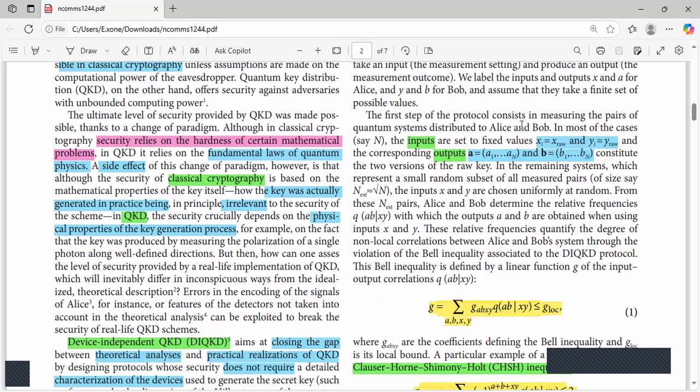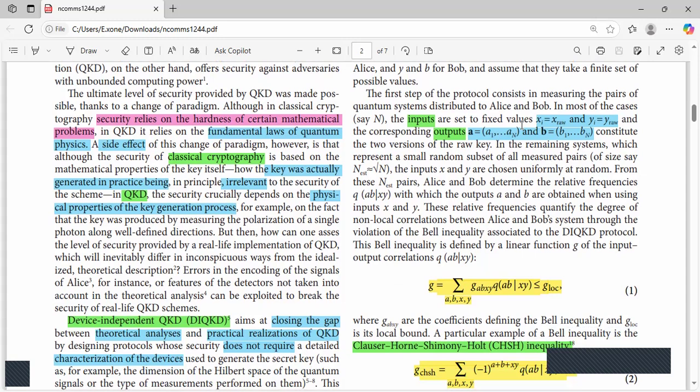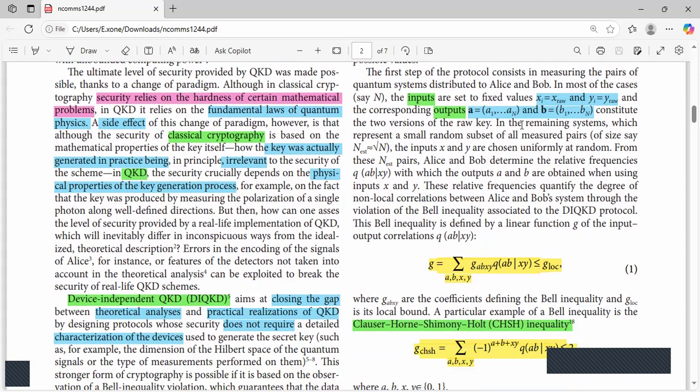So classical cryptography says that the key has no relation with the physical properties of the whole process, and the security of the cryptography only depends upon the mathematical properties of the given key. But in QKD, that is not the case. So the security is based upon the physical properties of the key generation process, like if we are using the BB84 protocol, the security depends upon the polarization states and their properties. And if Eve intercepts the given polarization state passing through the quantum channel, the security directly depends upon the physical process that is generating the secret key.